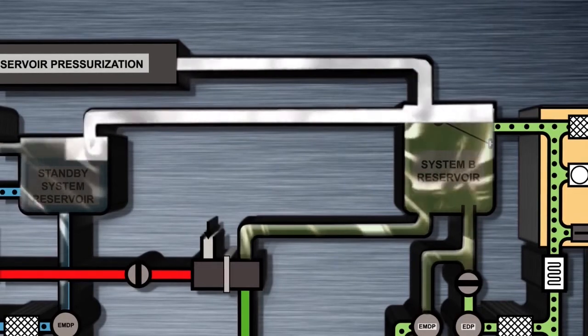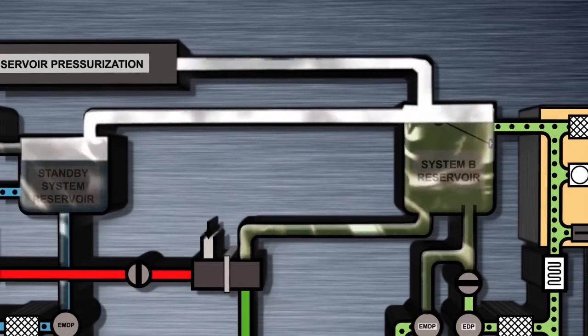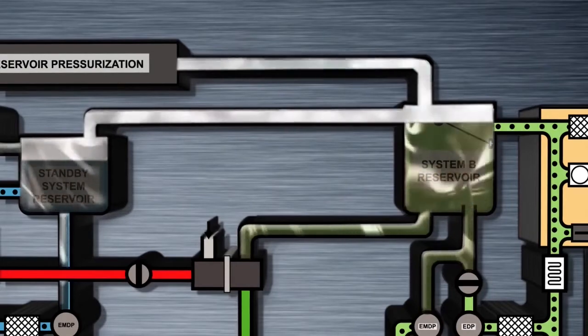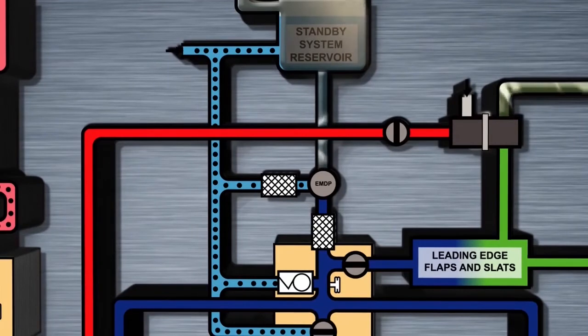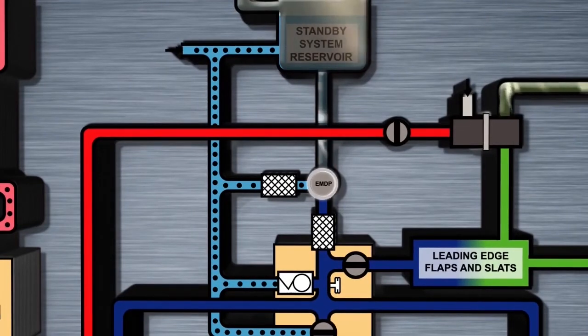Crucially, it also transmits bleed air pressure from system B to the standby system reservoir to ensure positive pressure to the pump. The standby hydraulic system has a single electric motor-driven pump. This pump is rated at 3.7 gallons per minute at 2700 psi. This is the same output pressure as the system A and B electric pumps, but a considerably weaker fluid flow.